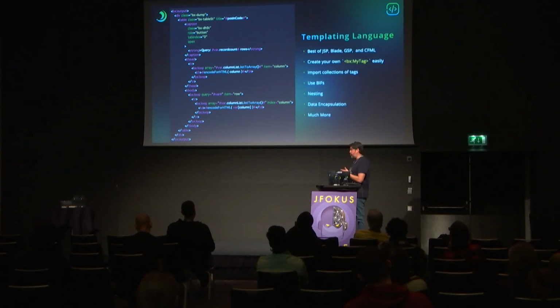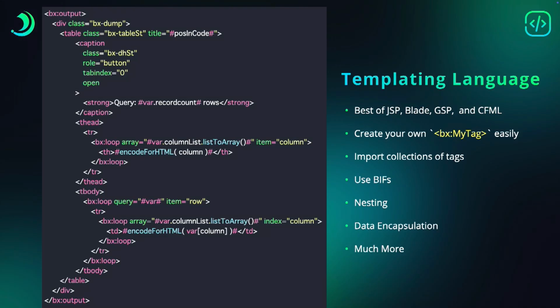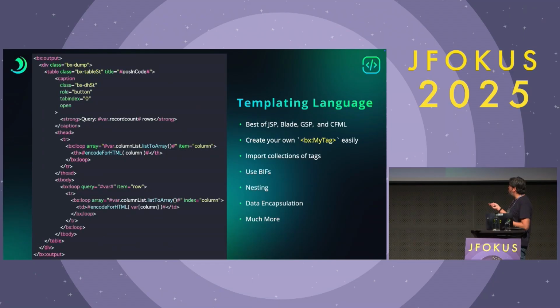Then the templating language. If you're building UI applications, we've really taken the best of everything that we've used, from JSP to Blade to Groovy server pages to CFML, and kind of created a language where you can very easily create templating and extend it. As we'll see, the modular capabilities of the language allow you to generate your own tags into the language, and you can basically just go and do your business.